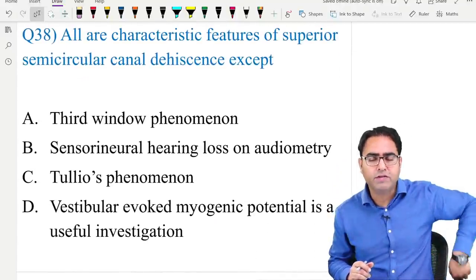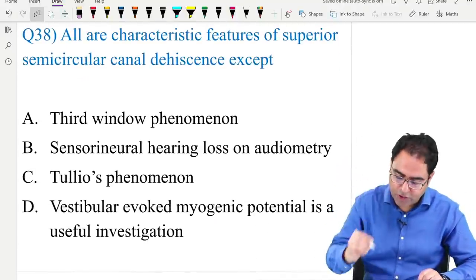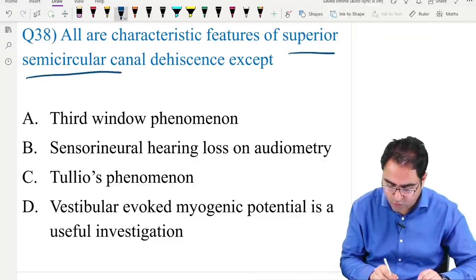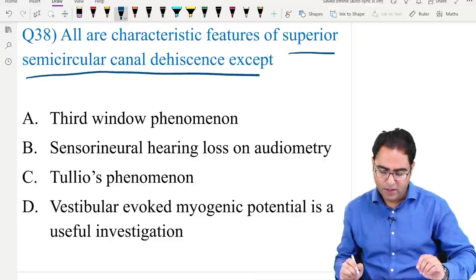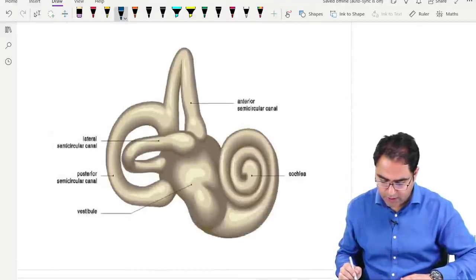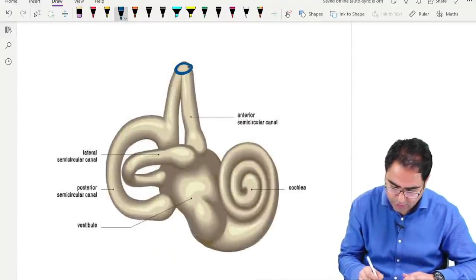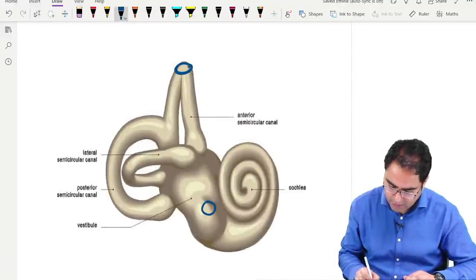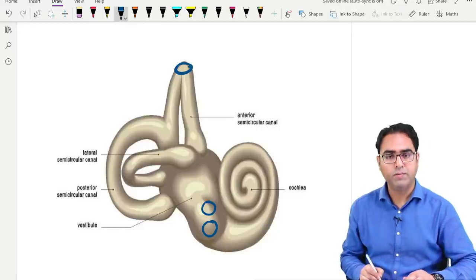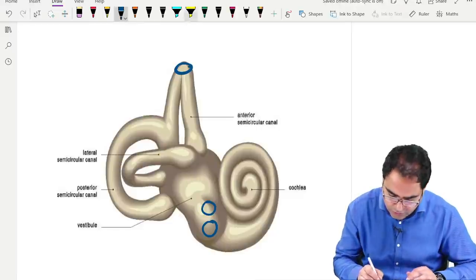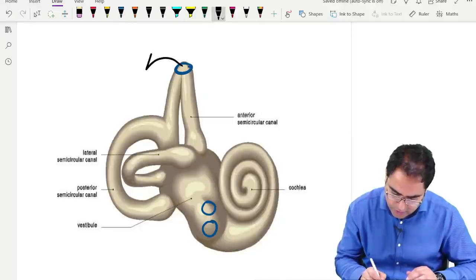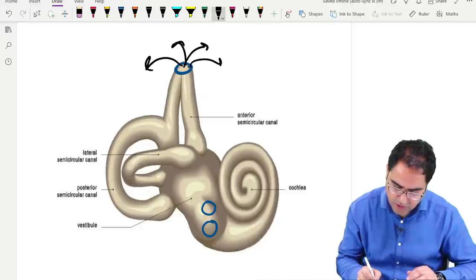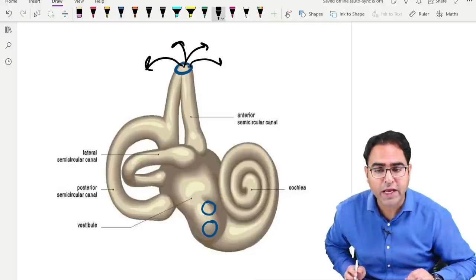In the upcoming INICET particularly, all are characteristic features of superior semicircular canal dehiscence except. Very important topic. Superior canal dehiscence, beta. Please see over here, beta. This is the superior canal and there is a dehiscence over here, beta. What happens is there are two windows, oval window, round window. Now, unfortunately, through this window, what is happening? The sound is leaking into the skull, beta. Sound is leaking into the skull.